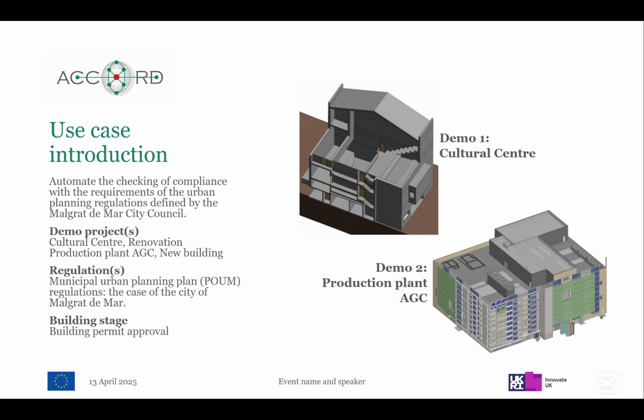The owner of the first building is the Malgrat de Mar City Hall, while the production plant belongs to a company dedicated to the manufacture of basic chemicals for the pharmaceutical industry. In Spain, regulations on compliance with urban planning parameters are defined by each city council in municipal urban planning plans. Therefore, the regulation is published on the city council's website. The regulations are applied differently depending on the urban zones into which the municipality is divided.